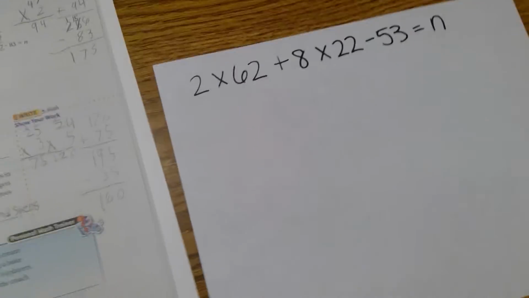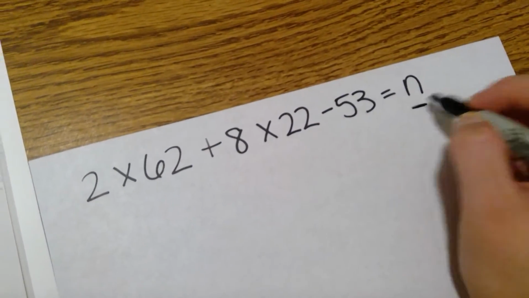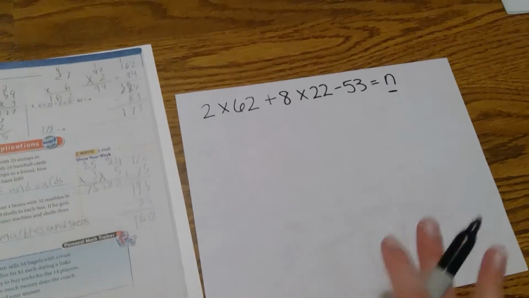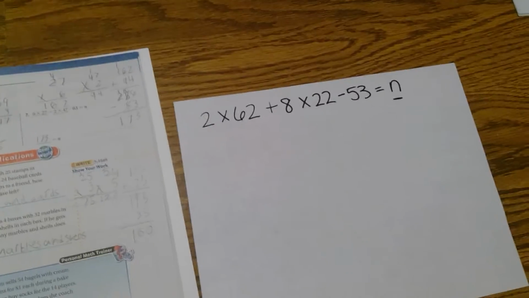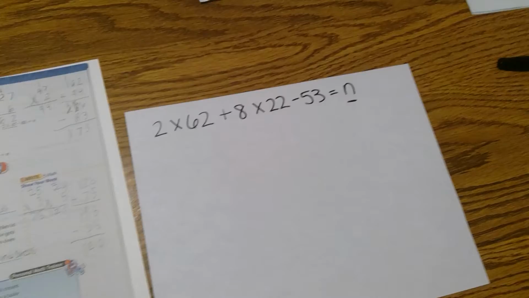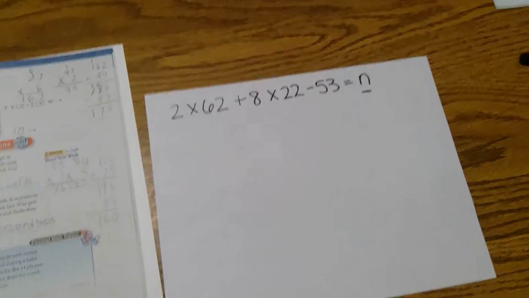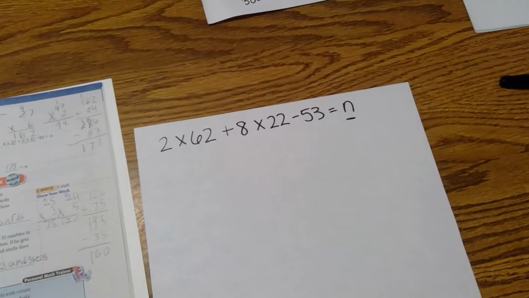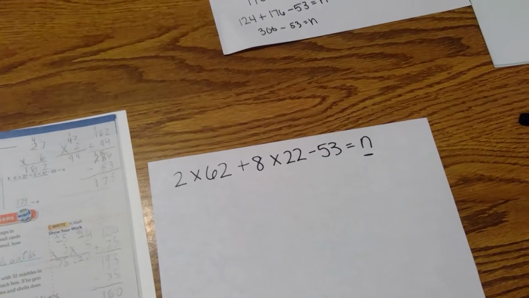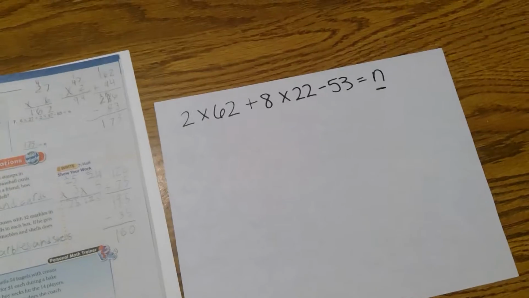Over here we have a problem, and we're trying to find the missing variable, n in this case. In order to do that, we need to solve this equation, but we have a lot going on. We have multiplication, addition, and subtraction, so we need to use our order of operations. First we look for grouping symbols, and in this case we don't have any. Then we look for exponents, and again, we don't have any.